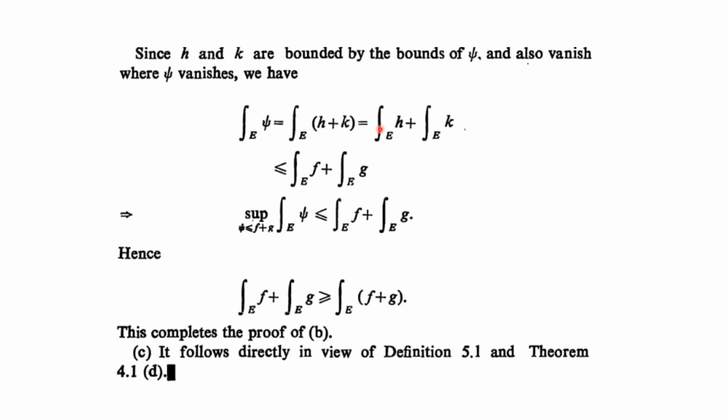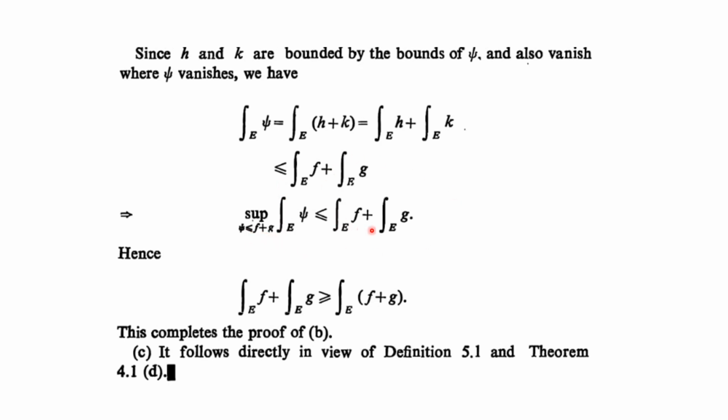Now further, since h is less than or equal to f, clearly the integral of h over E should be less than or equal to the integral of f over E, because this is the supremum one. Similarly for here, right? So what we get, the integral of psi over E is less than or equal to the integral of f over E plus the integral of g over E. So from this inequality, just see, this holds for all those psi which are less than or equal to f plus g.